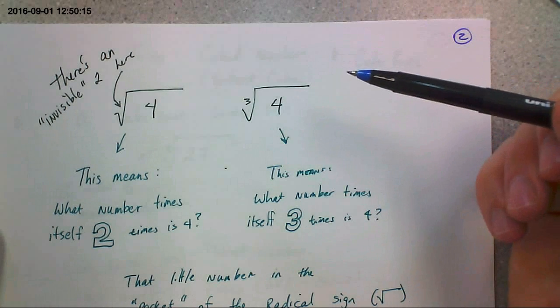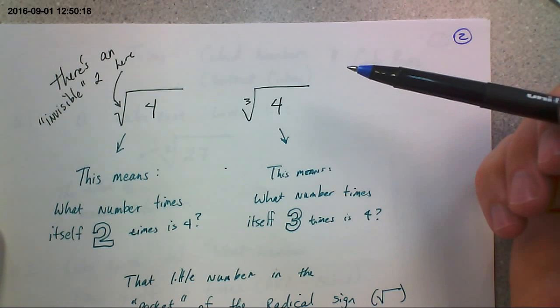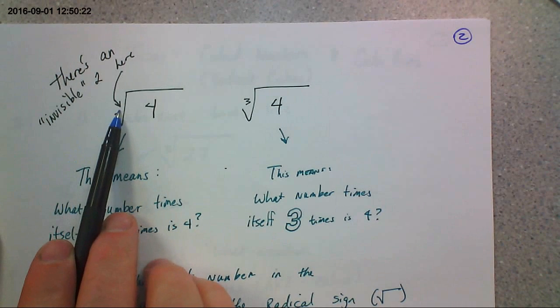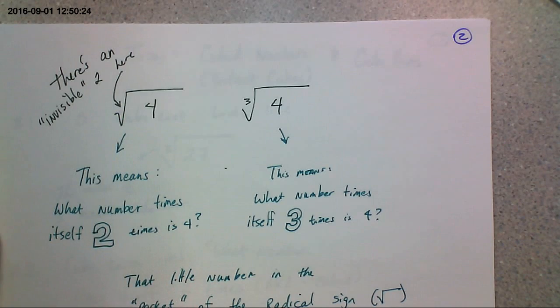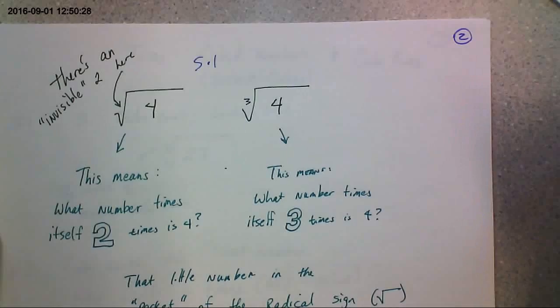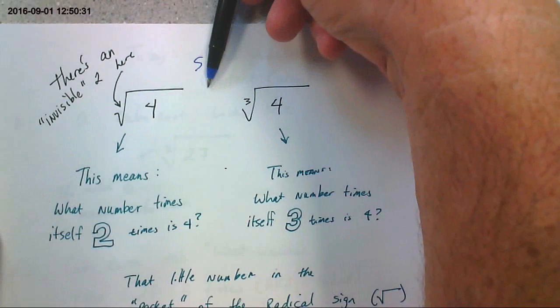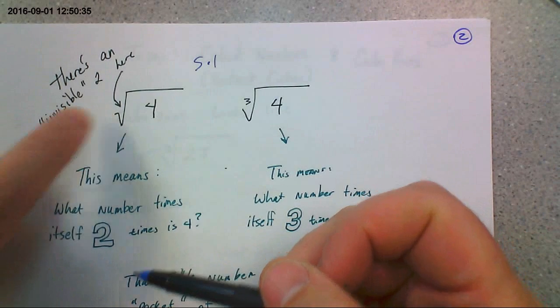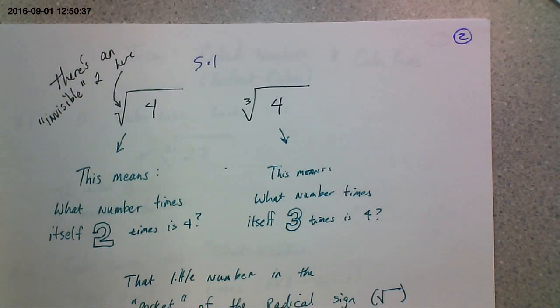So if there's nothing written on the side, it's 2. If there's nothing written right there in that little pocket, it's a 2. You know how 5 is the same as 5 times 1? You don't really need to write the 1. You could just write 5. It's the same thing. Here, there's a 2 there, but you don't need to write it. Katie should definitely be taking notes, not spacing out right now, because this is new.